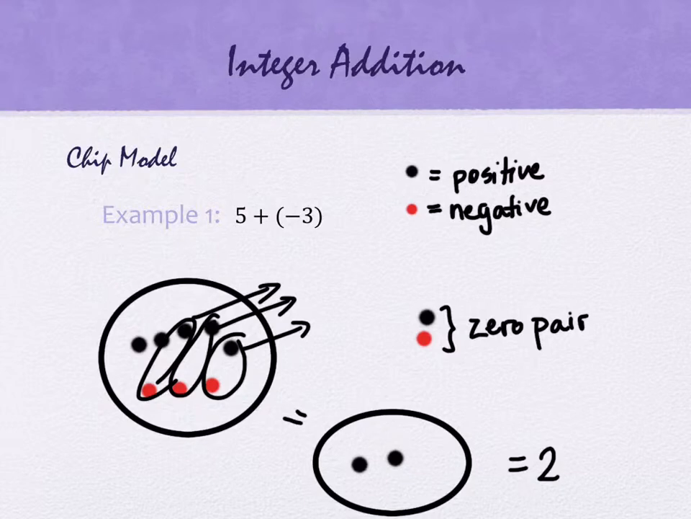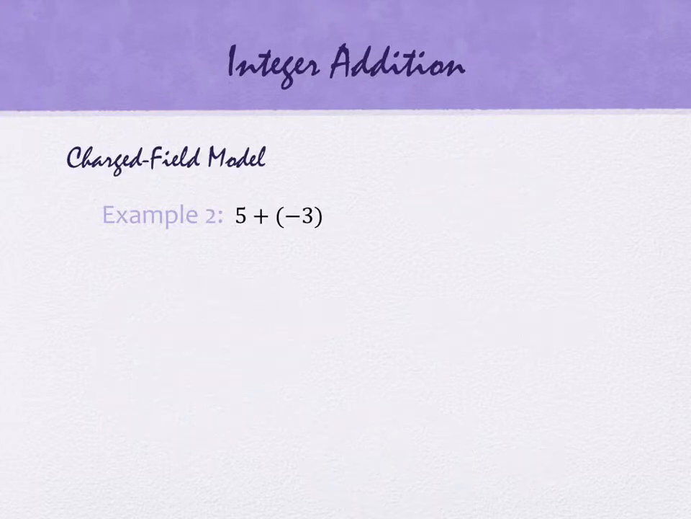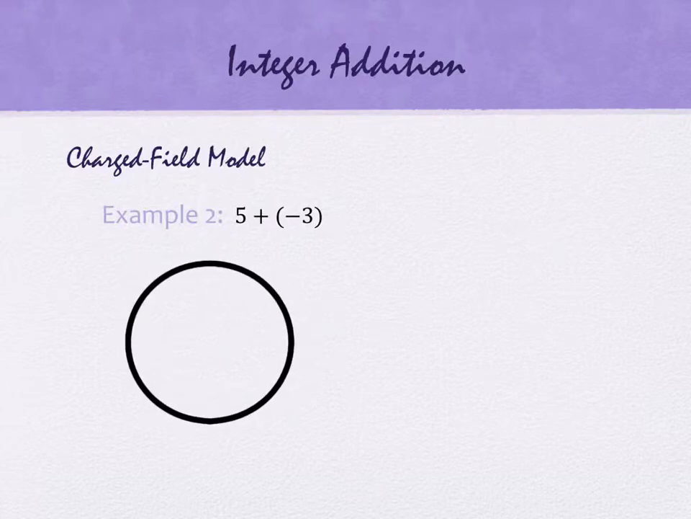Okay, so concrete, hands-on, kids can play with toys, it's all good stuff, right? You can actually see and feel and touch what you're doing. The next imagery is a little more abstract. It's super similar, but it doesn't have the colors involved, okay? So it's called a charged fields model. We still have our working space. We're using circles because your book does.